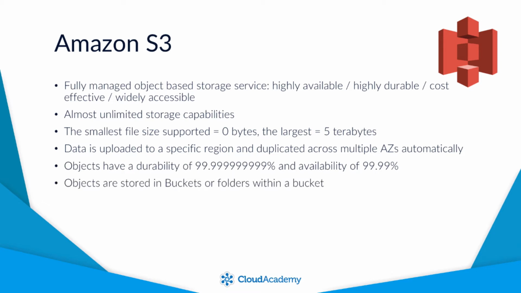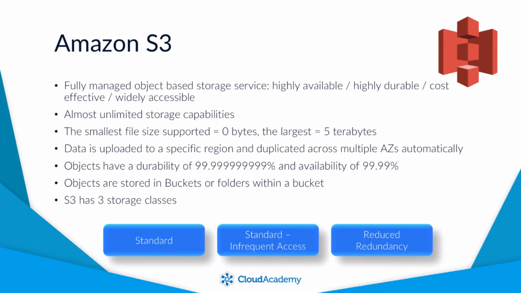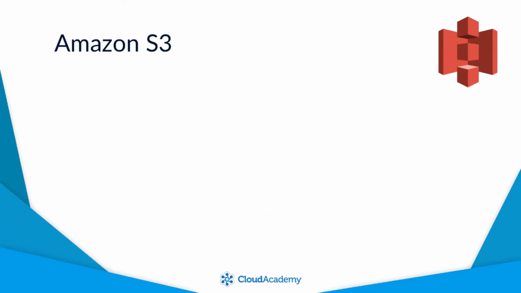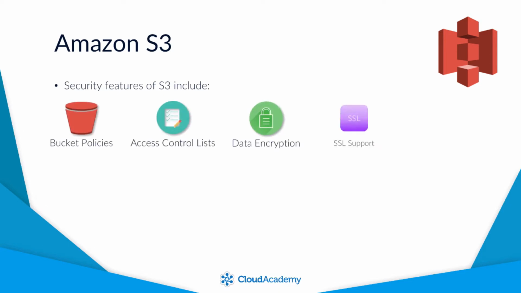And objects must be stored within buckets or folders within a bucket. S3 has 3 storage classes: standard, standard infrequent access, and reduced redundancy. Security features of S3 include bucket policies, access control lists, data encryption, both server-side encryption and client-side encryption, and SSL is supported for data in transit to S3.